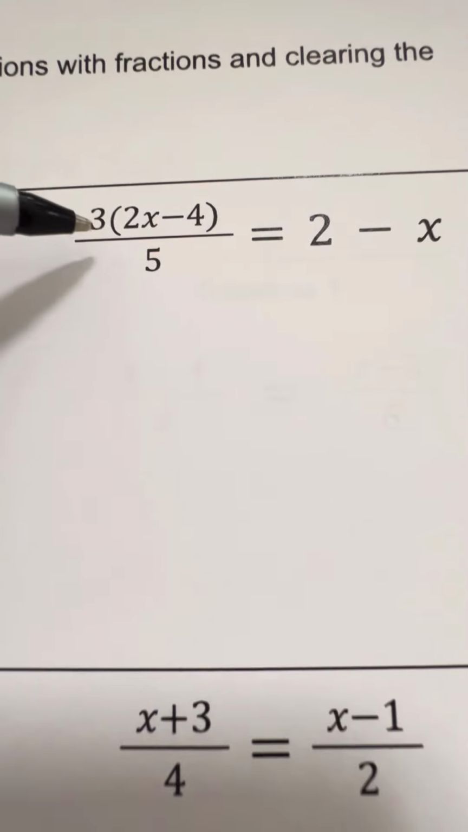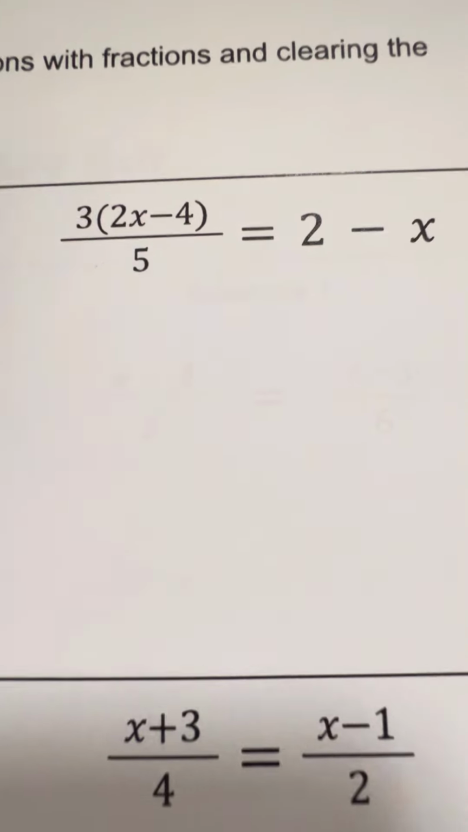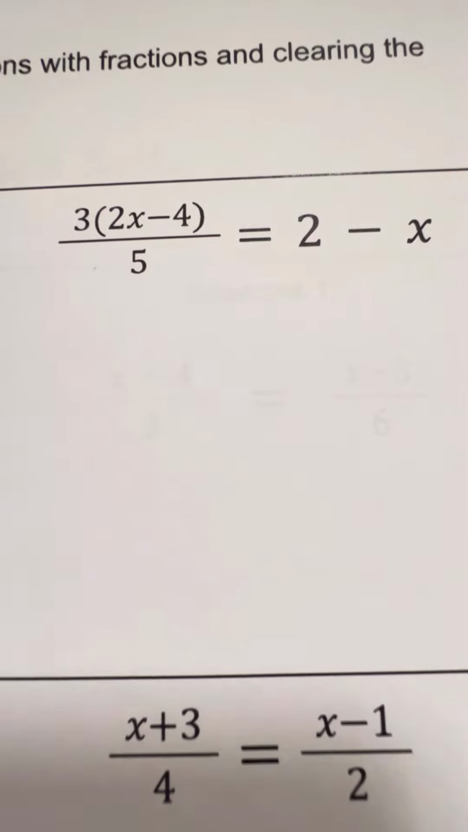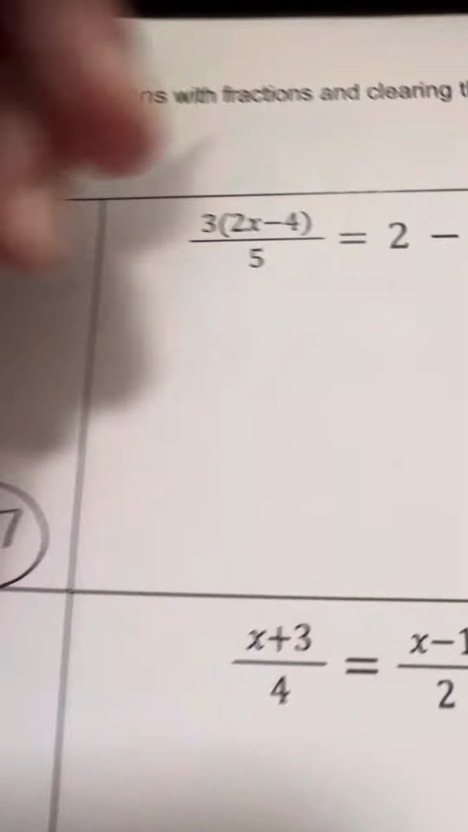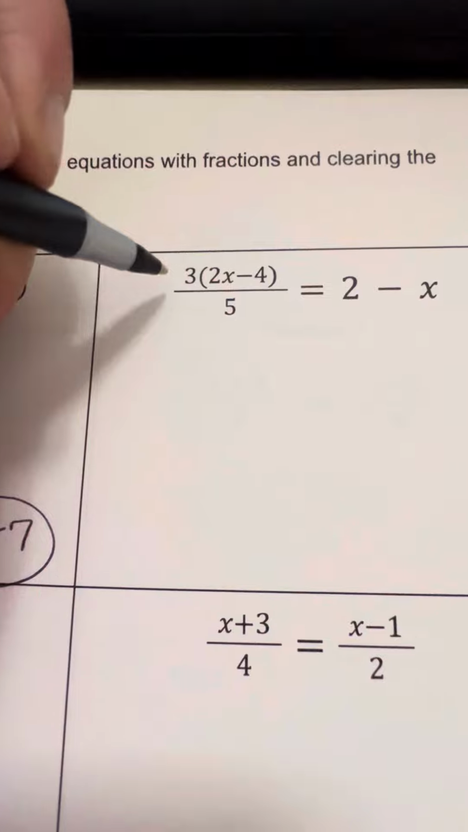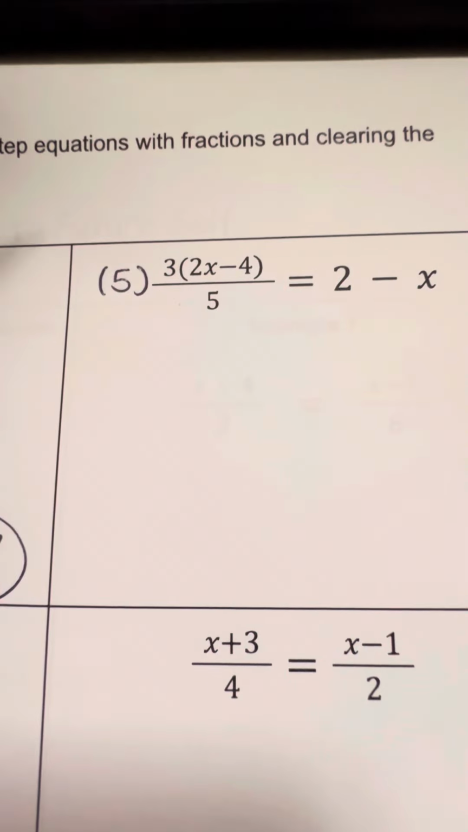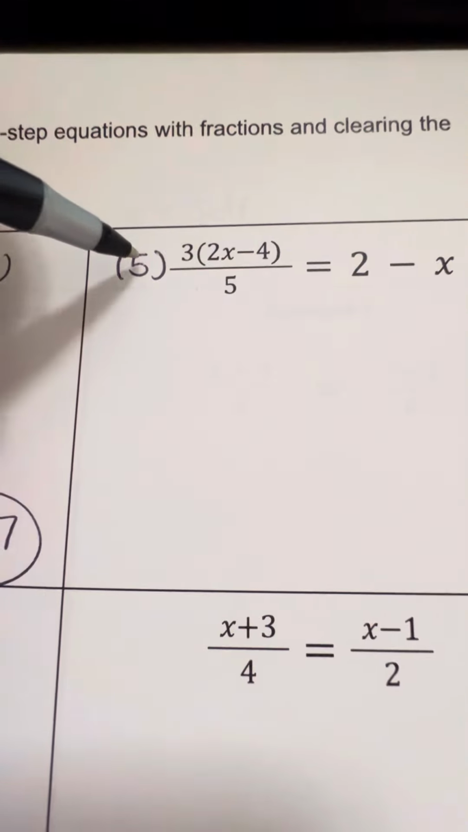So what we're going to do is we have a division of 5. Normally we usually add and subtract when we're doing multi-step equations. But in this case, we're actually going to divide by whatever is in the denominator. So in this case, it's 5. Now here's where we've got to be careful. We're going to multiply by 5 over here.